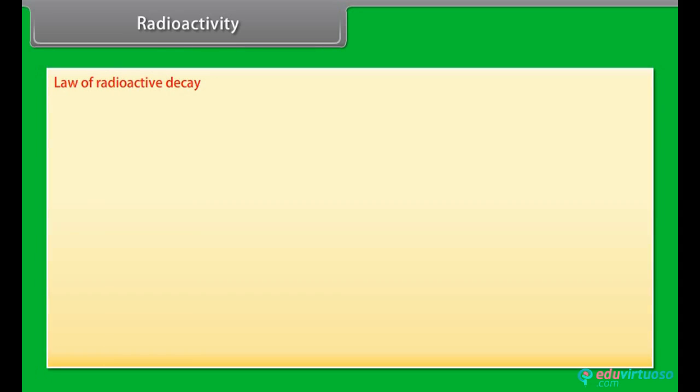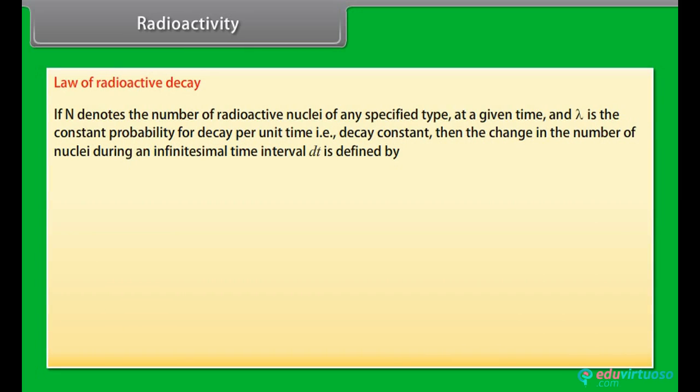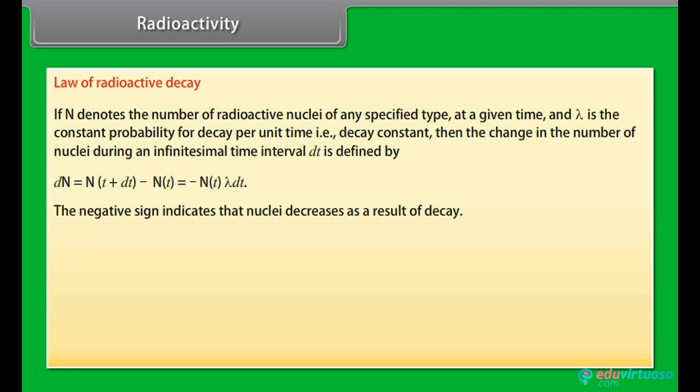Law of radioactive decay. If N denotes the number of radioactive nuclei of any specified type at a given time, and λ is the constant probability for decay per unit time, that is, the decay constant, then the change in the number of nuclei during an infinitesimal time interval dt is defined by dN = N(t + dt) − N(t), which is equal to −N(t) λ dt. The negative sign indicates that nuclei decrease as a result of decay.